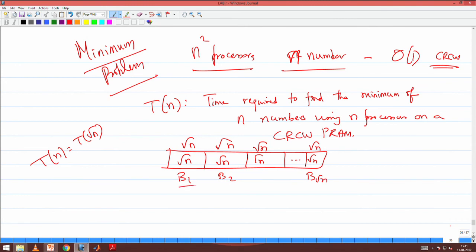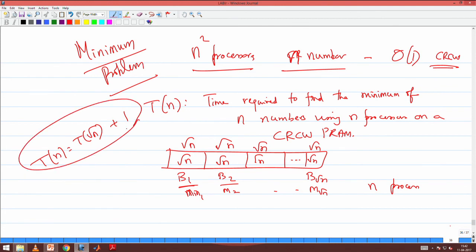At the end of it, what will happen? I will have one number for each. Let me call them min 1, m2 to m root n. So I have root n numbers. Now I will have n processors, because the processors are now relieved. So I have root n numbers and n processors. How much time will it take for me to find the minimum? 1, because n numbers with n squared processors is 1, and root n numbers with n processors is also 1. So T(n) is equal to T(root n) plus 1. Are you getting this? Okay.